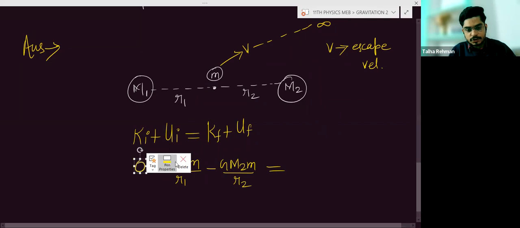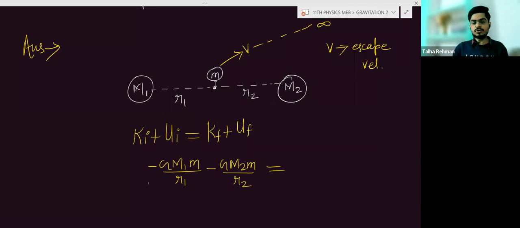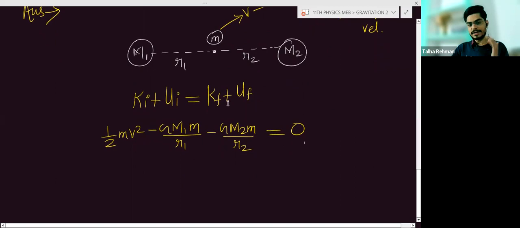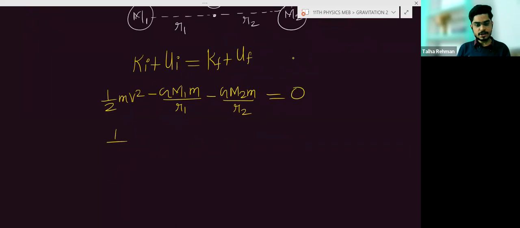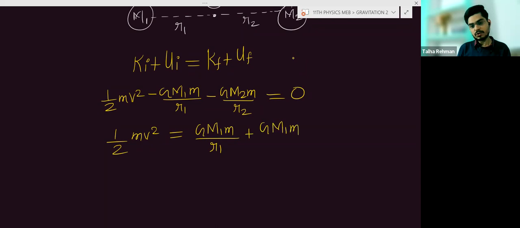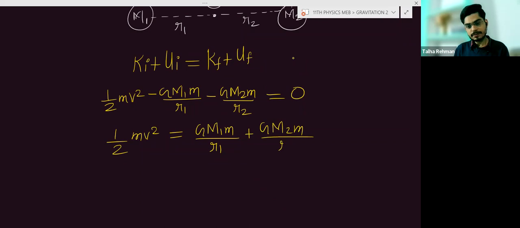Initial kinetic energy of the mass will not be zero, because initially it is thrown with a velocity and will have some kinetic energy, half mv square, and it will go to infinity. Total energy is equal to zero. Final kinetic energy is also zero. Final potential energy is also zero. So from here you can write half m into v square is equal to G into M1 into m divided by R1 plus G into M2 into m divided by R2.